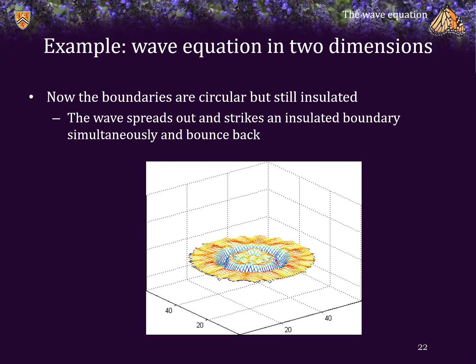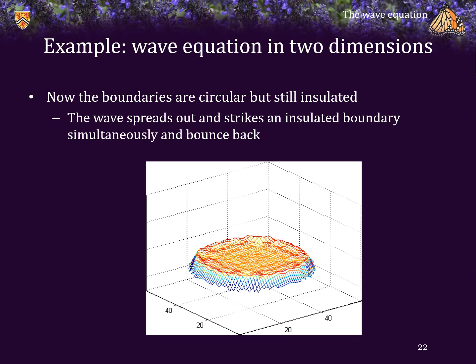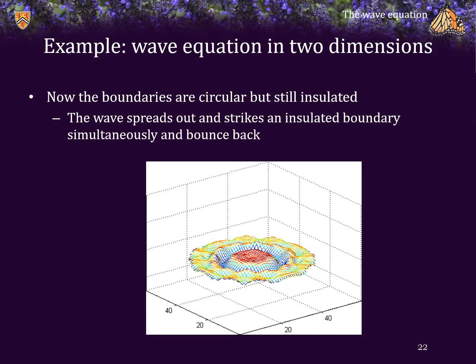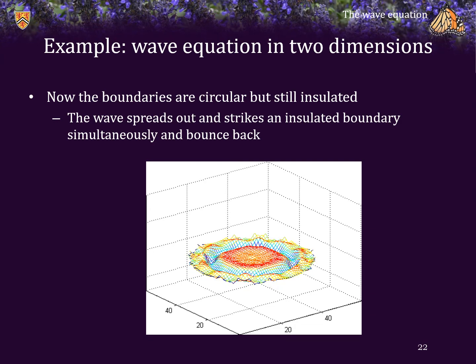Now, what's interesting here is the boundary is not really circular. Remember, we are only approximating a circle with a grid. And in this case, it's a grid where there seem to be approximately 60 subintervals in each direction. So the boundary is not really a circle. It's actually almost as if it was made out of Lego, so squares. But nevertheless, we still have a reasonably good approximation of how the wave goes out, strikes a boundary, and returns.